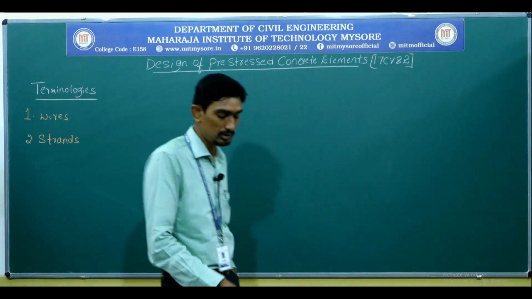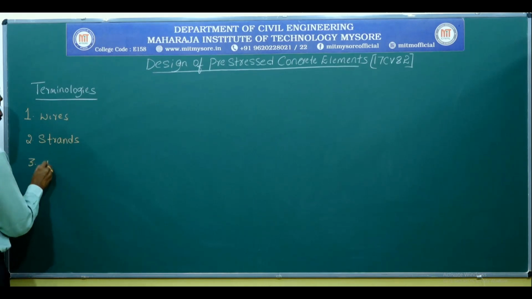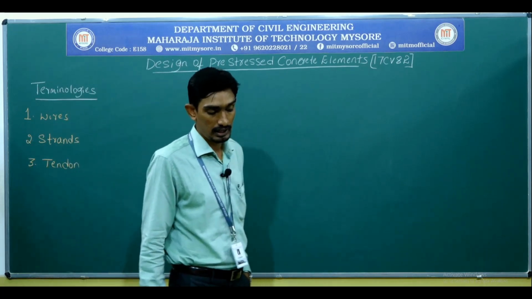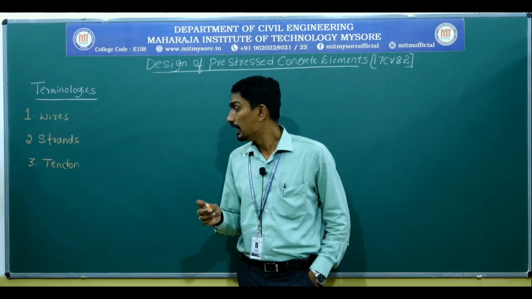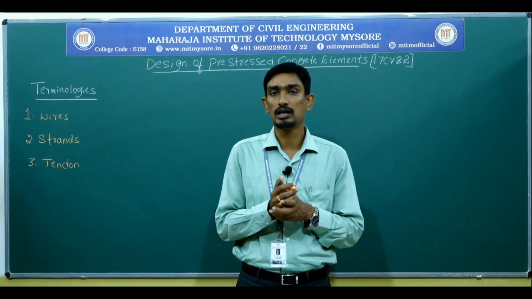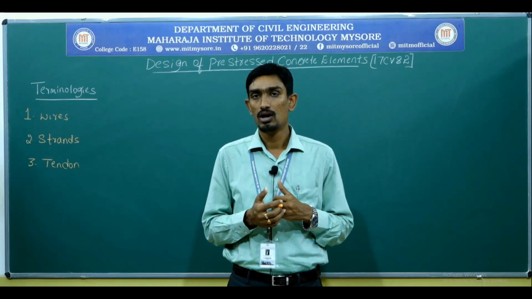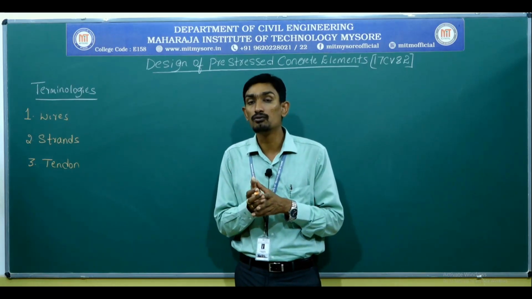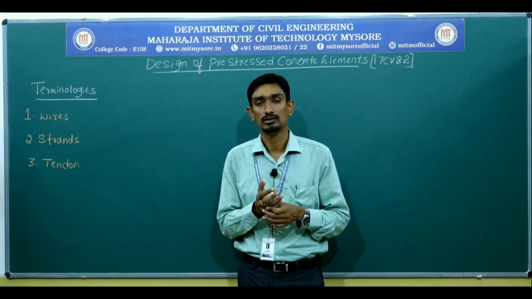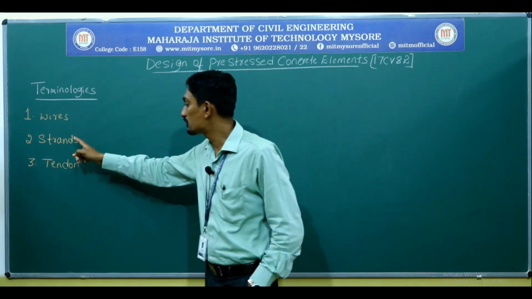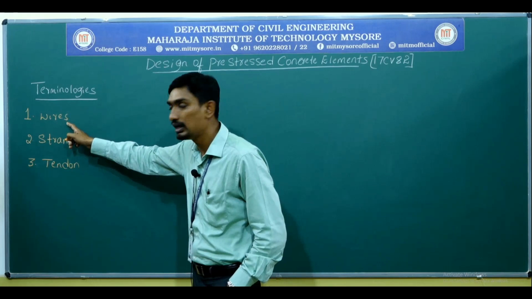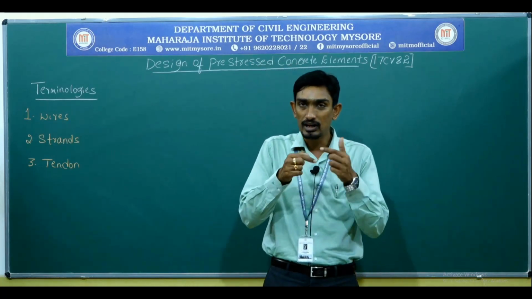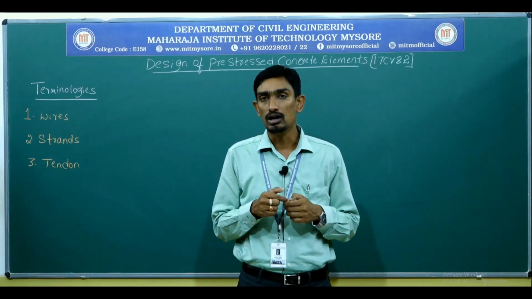So the next is tendon. This is a very, very important terminology. What is the meaning of tendon? A group of strands, or a number of strands or a number of wires, are wound to form a tendon. Is it clear? If a group of strands or a group of wires are wound, that is a very important terminology we need to understand here. So that will be wound to form a tendon.